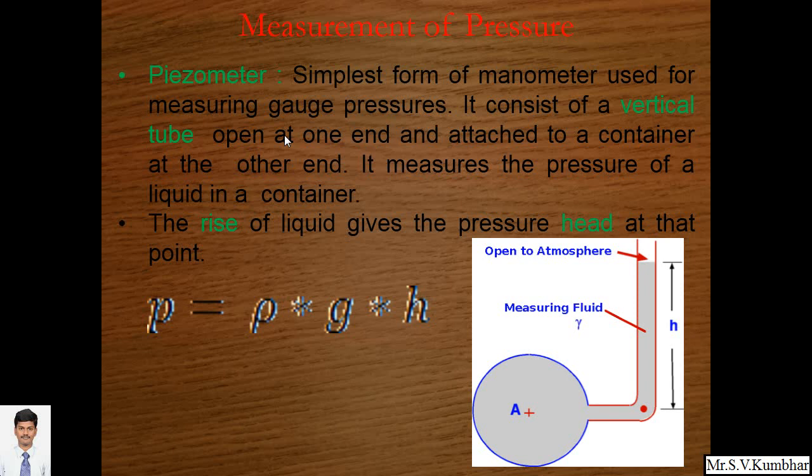Now in order to determine pressure, the rise of liquid gives the pressure head at that point. Means H is nothing but pressure head. If we know the pressure head, we can easily calculate pressure at center A, that is PA is equal to rho GH, where rho is the density of fluid flowing through the pipe A, G is the acceleration due to gravity, it's a constant 9.81 meter per second square, and H is the pressure head at point A.